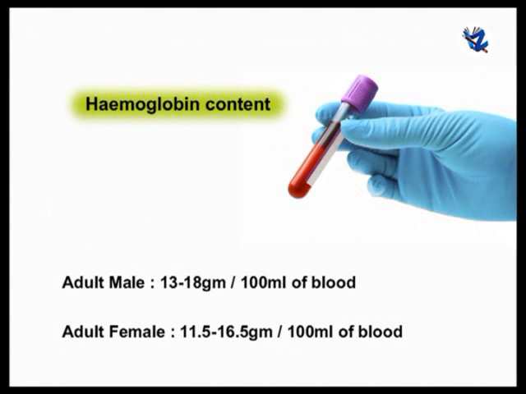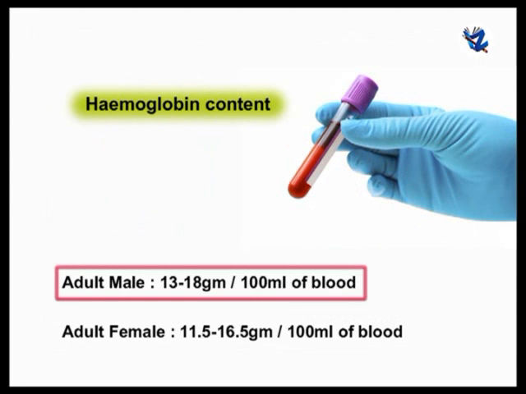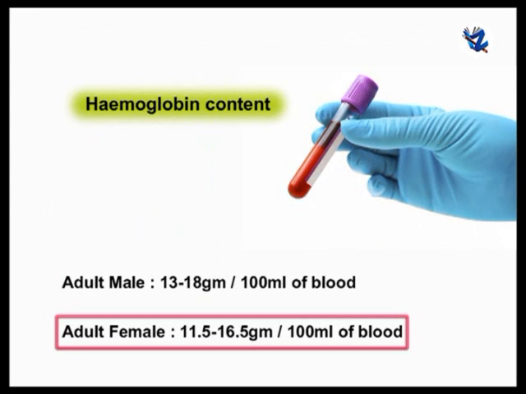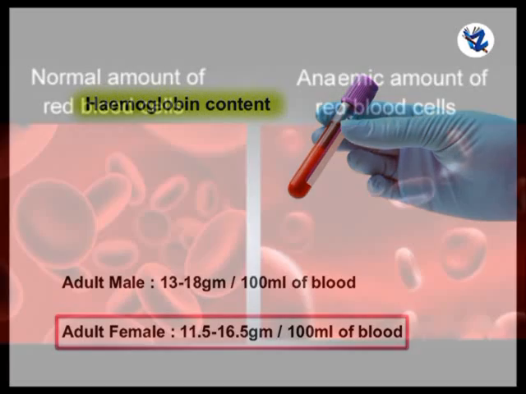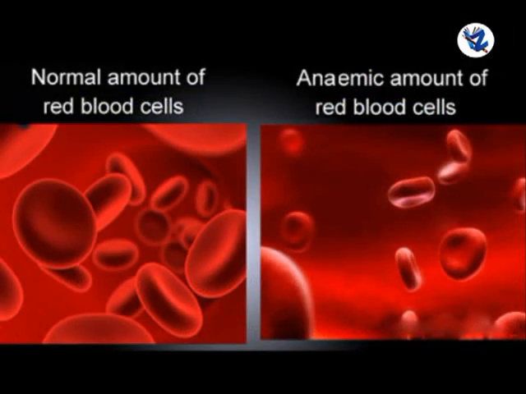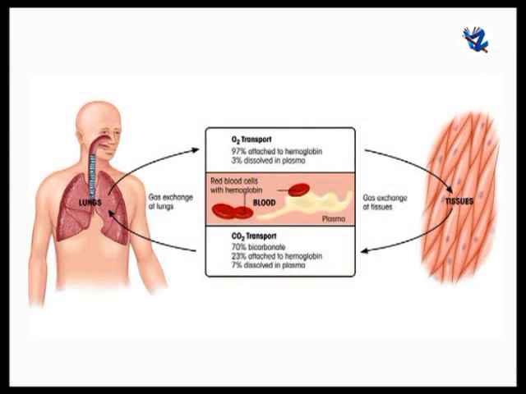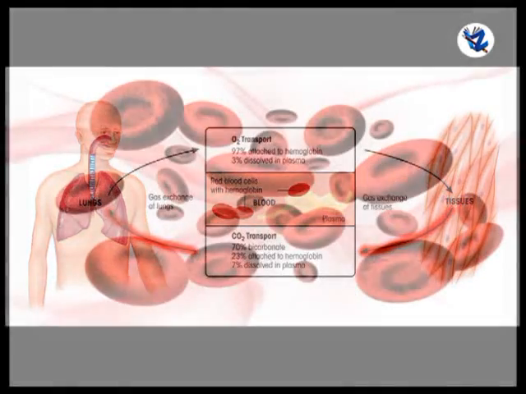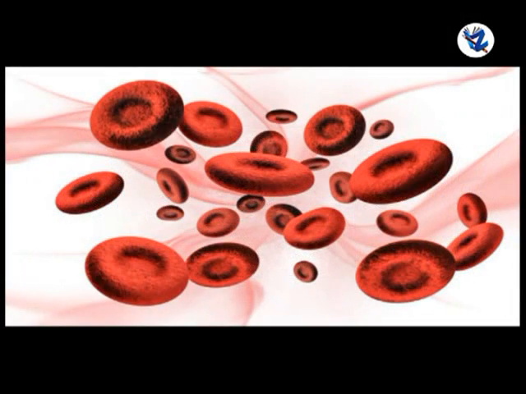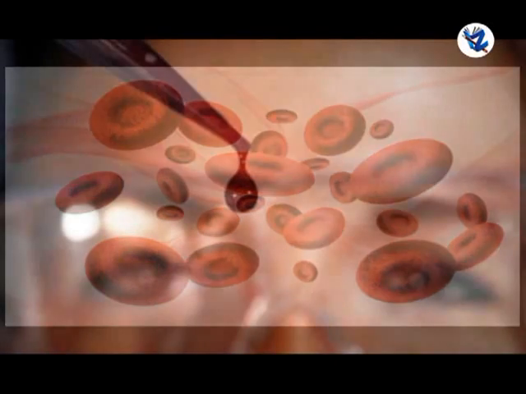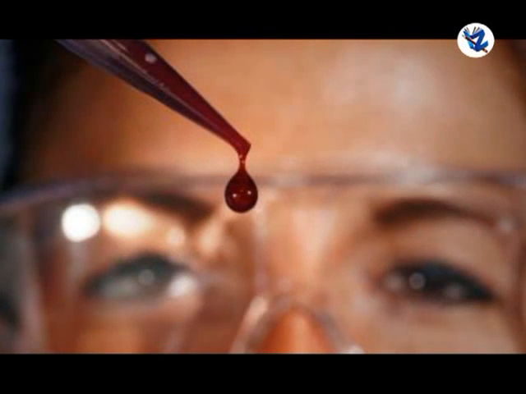The normal hemoglobin content in adult male is 13 to 18 gram per 100 ml of blood, and in adult female it is 11.5 to 16.5 grams per 100 ml of blood. Less amount of hemoglobin leads to anemia. The RBCs transport oxygen from lungs to tissues and carbon dioxide from tissues to lungs. They maintain the blood pH as hemoglobin acts as a buffer. They also maintain the viscosity of blood.